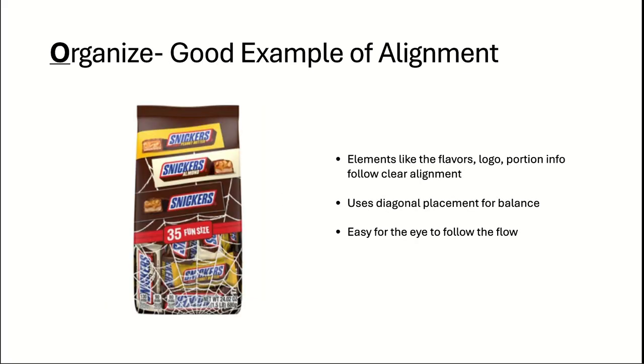Then we have the O for organize. I did alignment. So here's a good example of alignment. Elements like the flavors, logo, portion info, follow clear alignment. They use diagonal placement for balance, and it's easy for the eye to follow the flow.